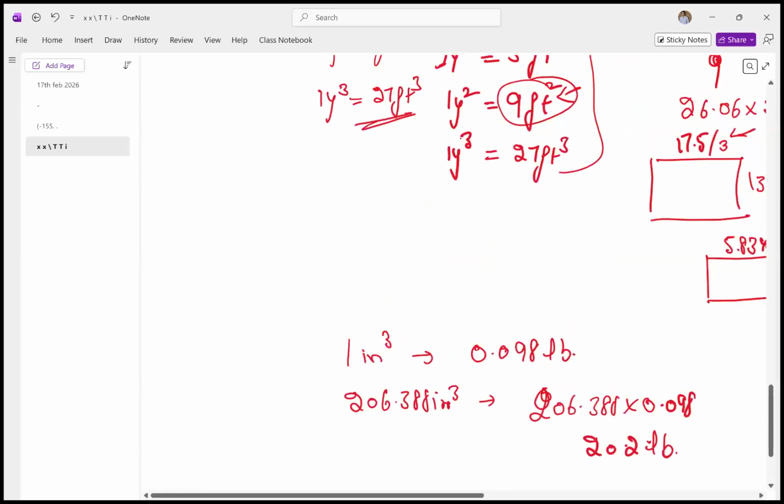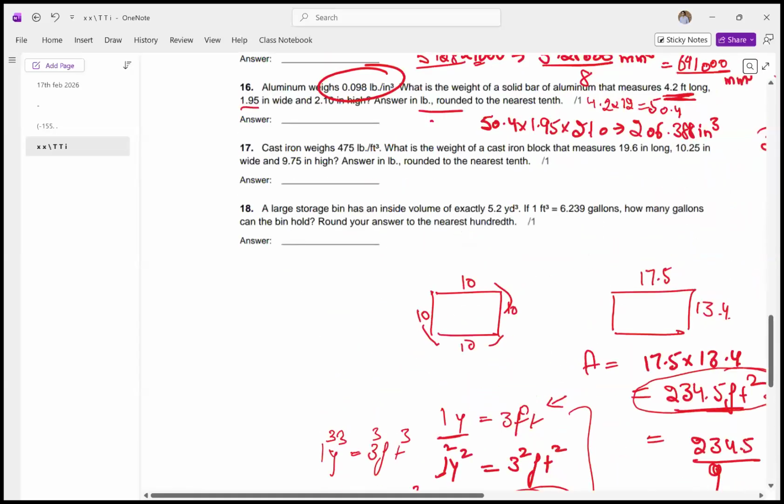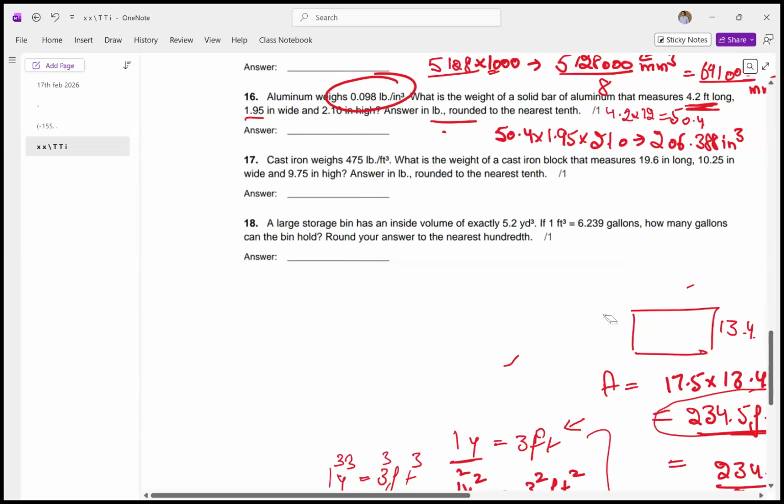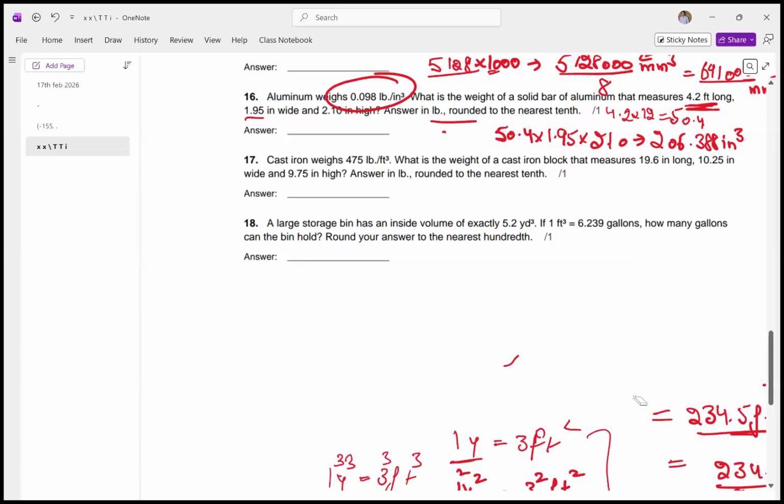Now let's look into the next question, question number 17. I'm running out of space. Let me just erase this and make some space here. All right, let's quickly look into 17 before I run out of battery on my laptop. Cast iron weighs this many pounds, and what is the weight of the cast iron block that measures this many inches, and this many inches high? Answer it in pounds.